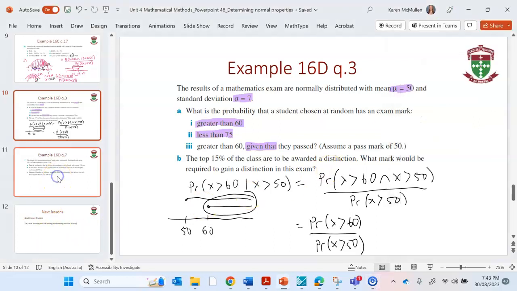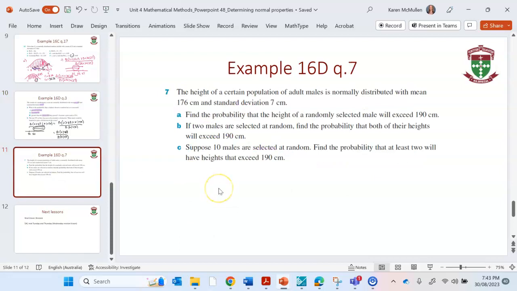All right, last question. The height of a certain population of adult males is normally distributed with a mean of 176 centimetres and a standard deviation of 7. Find the probability that the height of a randomly selected male will exceed 190.